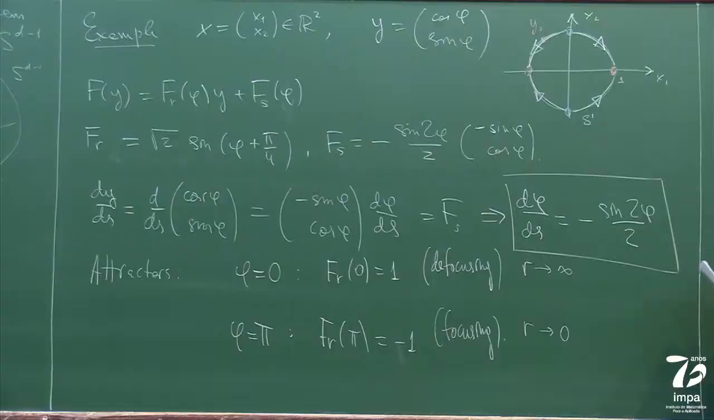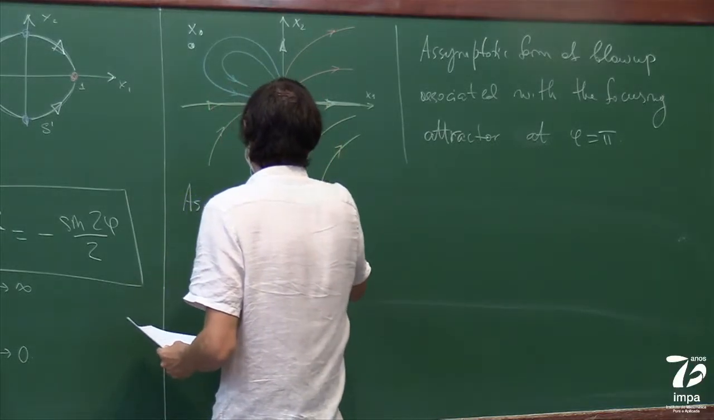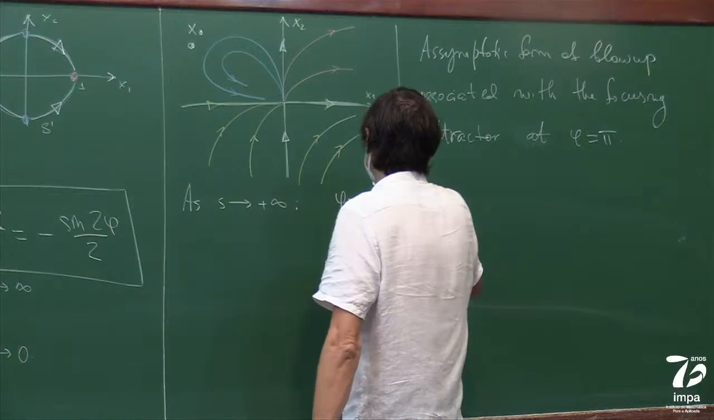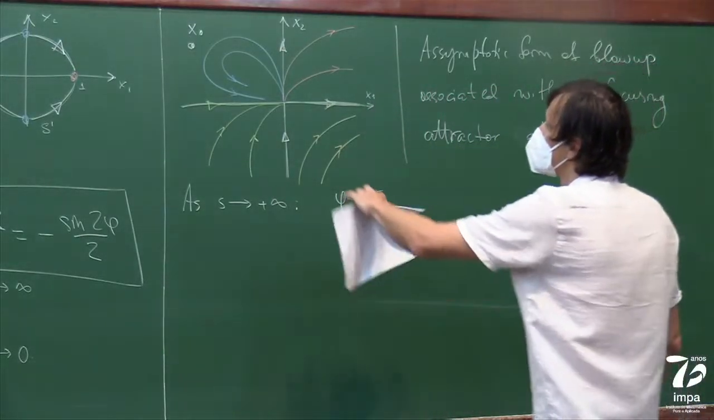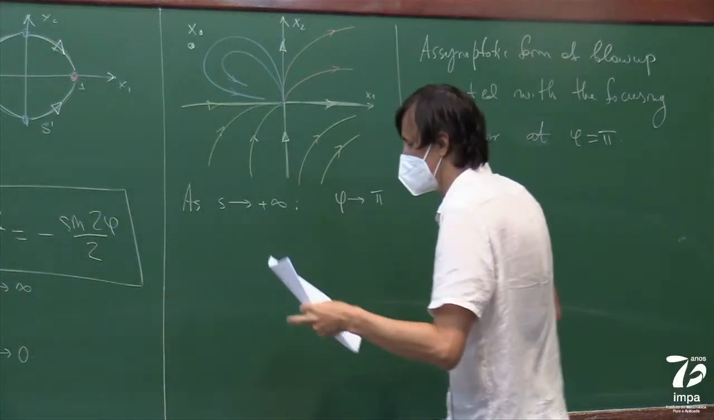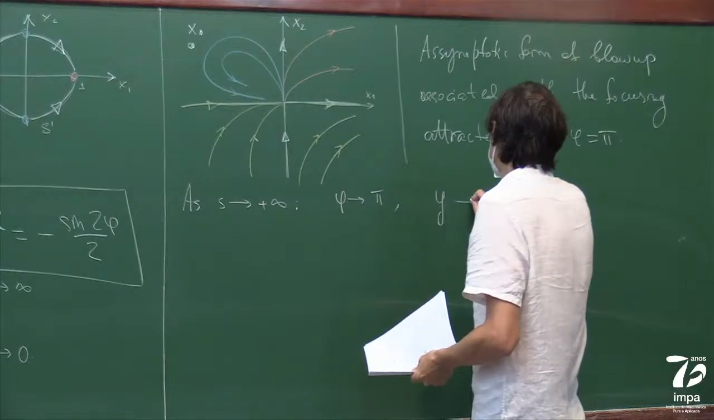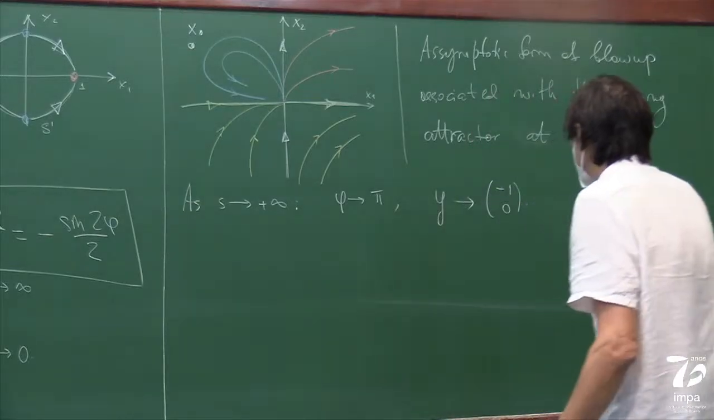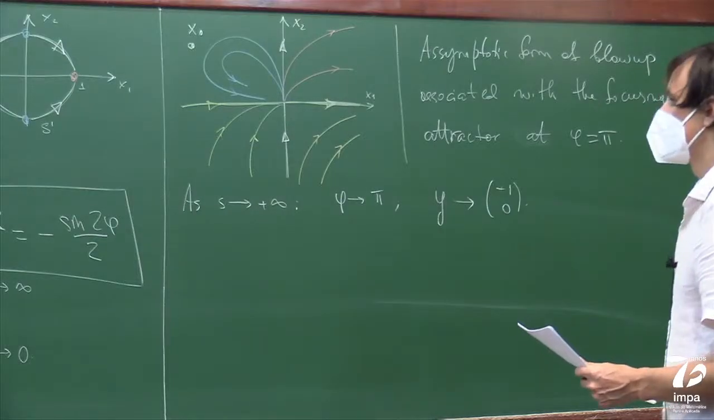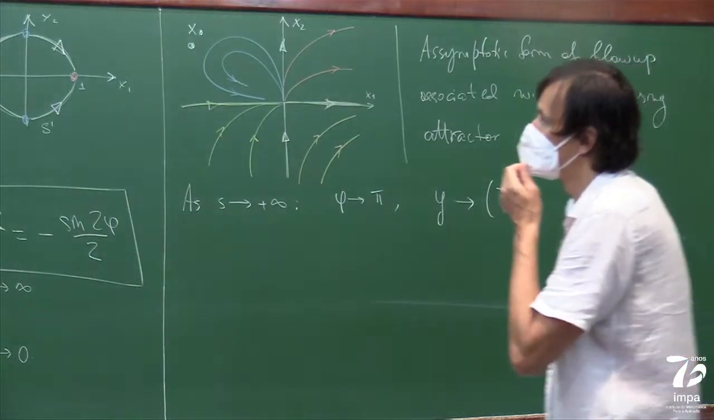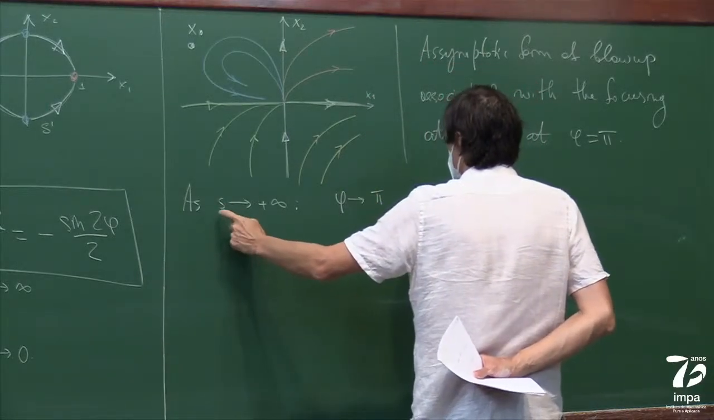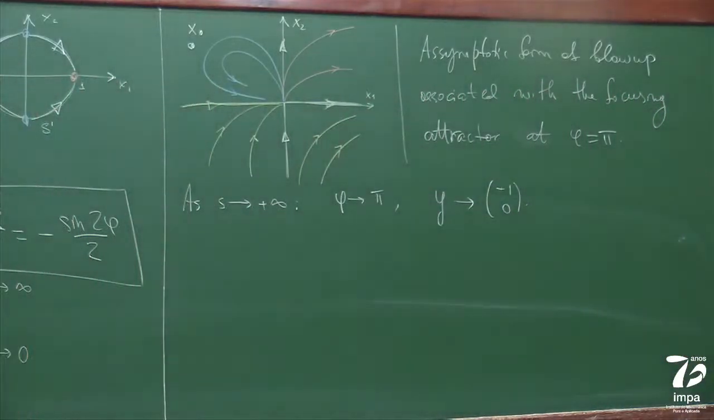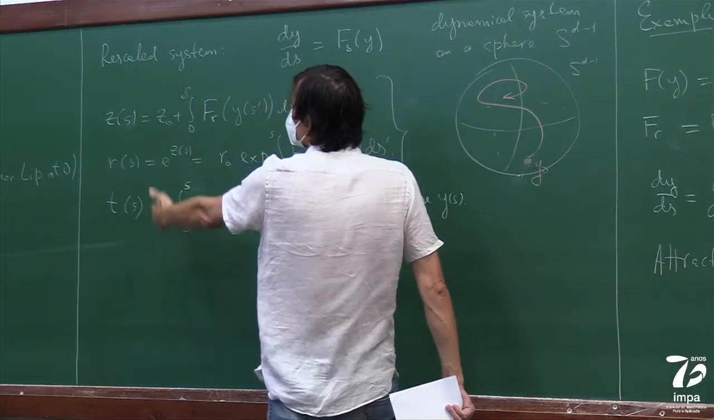Which means that as s goes to infinity, phi will go to pi, right? So we'll come to that point, and y itself will go to minus 1, 0, right? So this is a point which corresponds to pi, minus 1, 0. Okay, so now we know that at very large time s, y goes to the constant vector, which means that we can asymptotically compute all the rest.